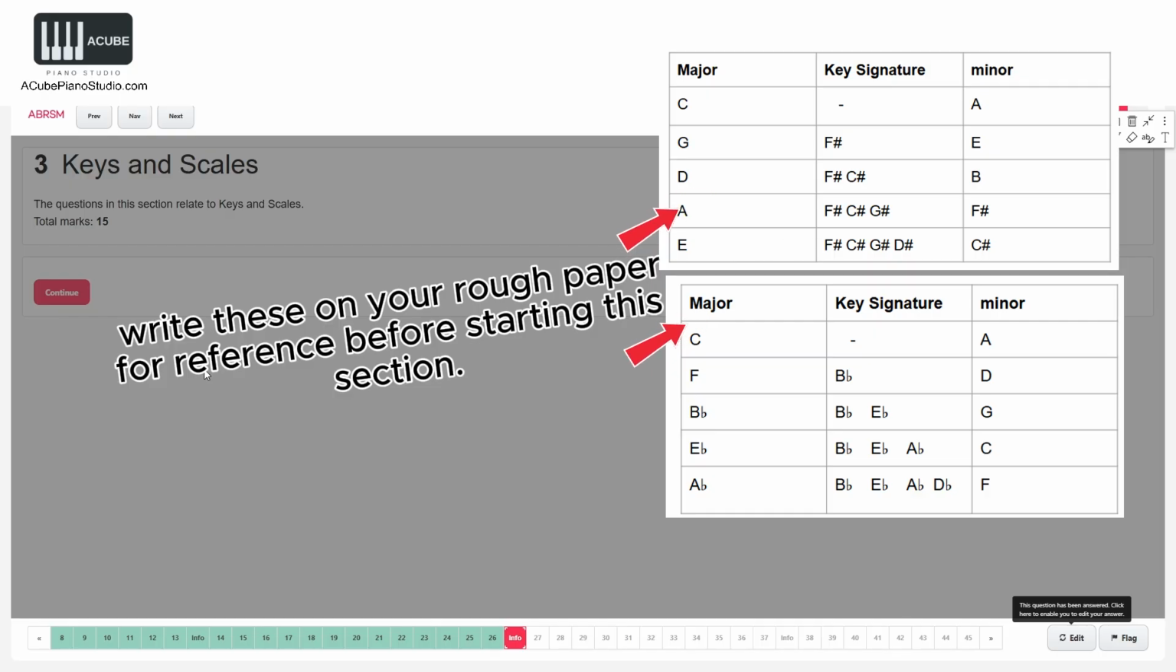So you'll be allowed to have 2 pieces of blank paper for the exam. So first write it there, and then you can refer to it for the rest of the exam. Don't need to keep finding out what is the key signature or what flats and sharps it has. So please write this out first before you proceed with this section.